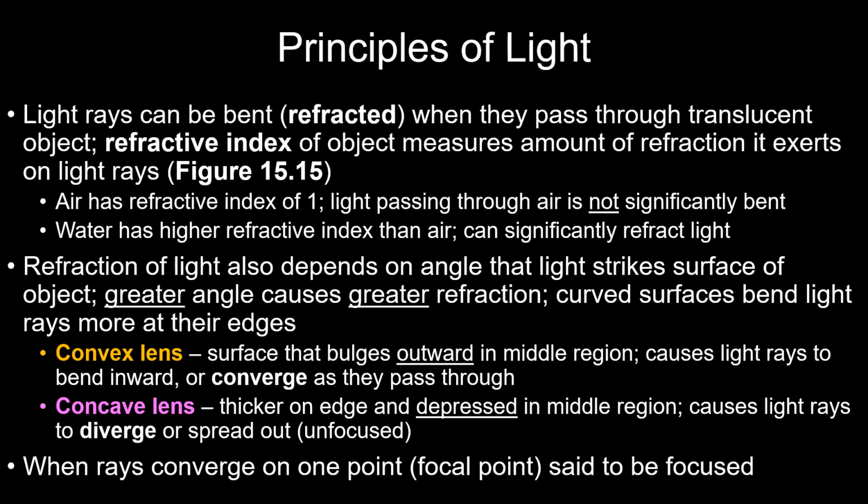When the rays converge on one point, this is called a focal point, and they are said to be focused. And this is generally done through a convex lens. A concave lens has a surface that caves in, okay? So a convex surface looks like a magnifying glass. It curves outward. A concave lens curves inward. And what it does is it actually causes light hitting the edges of the lens to bend outward or diverge, so they do not actually focus.